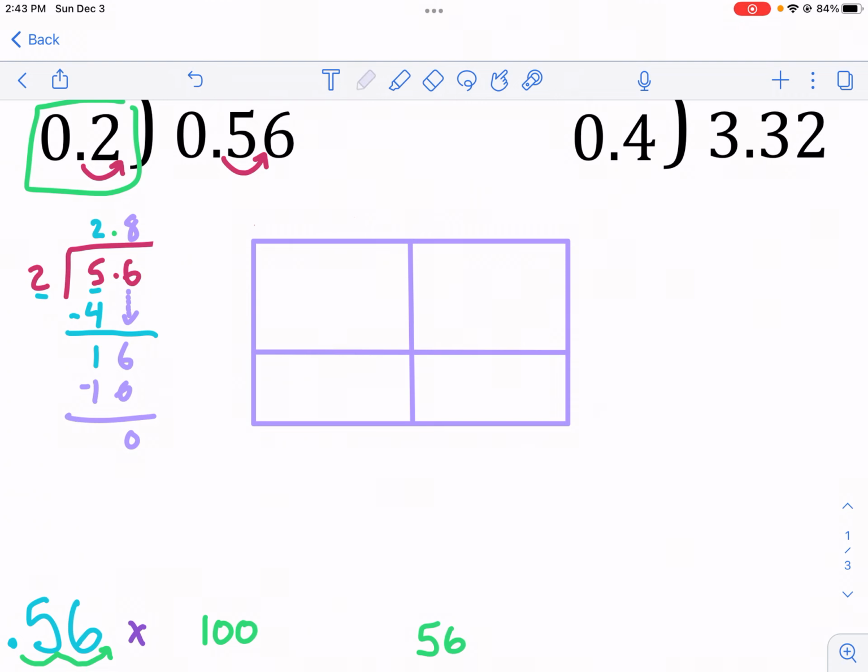Now I'm going to put my numbers in here. So I have 5 here. I can put my decimal right there.